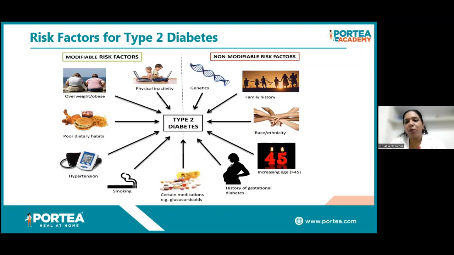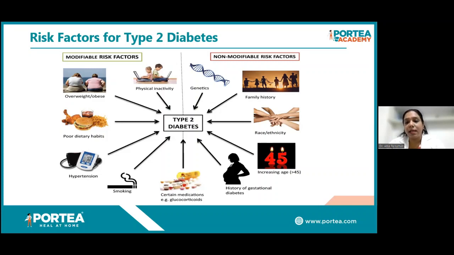Mother, father, both are diabetic. You are a single son or a daughter, 90% chances you will get diabetic. If you have a family history, certain race like Hispanics, Africans, Asians, they have a high risk of having diabetes after 45 years of age due to sedentary lifestyle. And certain pregnant women also get diabetes.